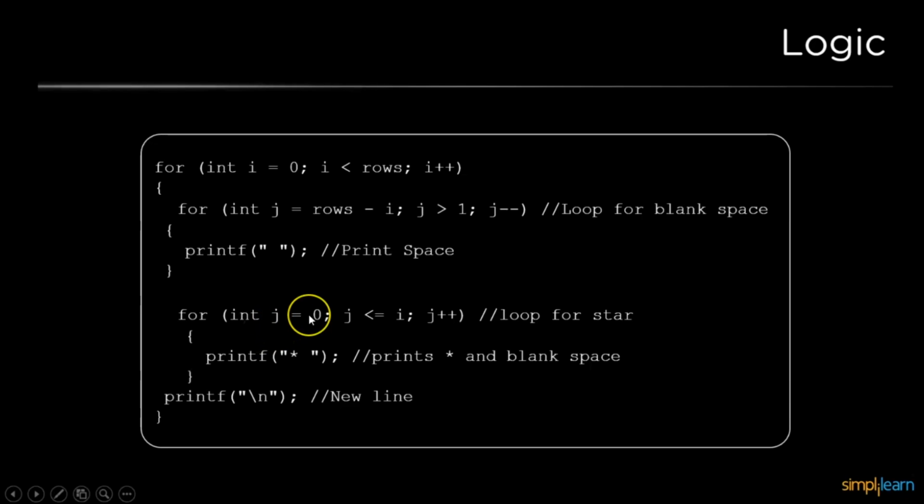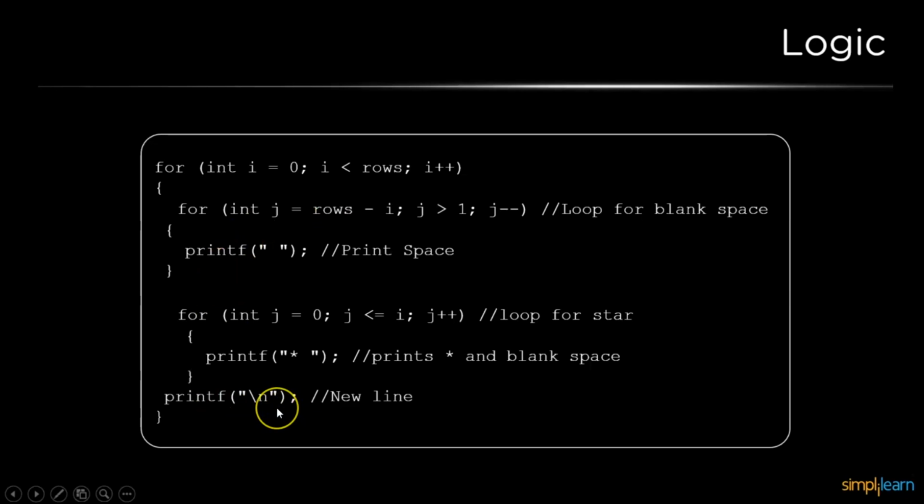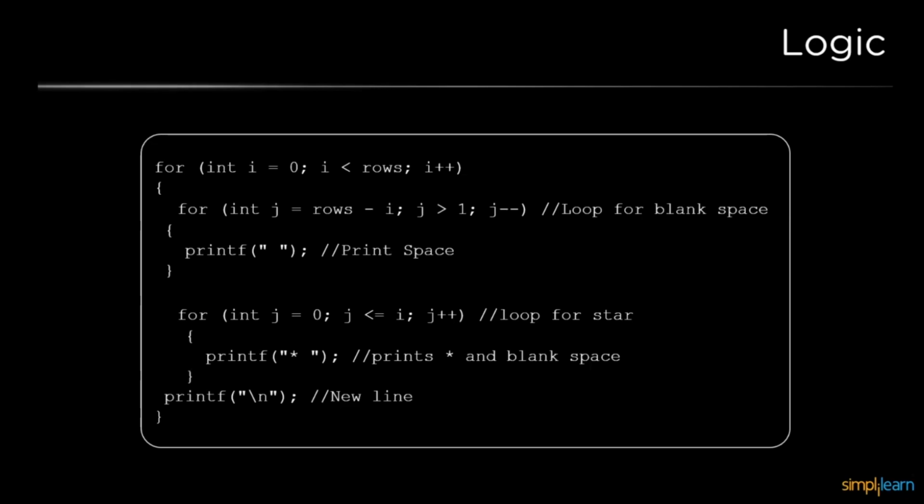So it checks the initial j value is 0. So 0 less than or equal to 5, which is true. So it prints the first star. So it prints two spaces and then one star, and it goes back and prints two spaces again. Once the condition is not satisfied, it comes out and the control transfers to the new line. Once the control is transferred to the new line, it goes back to the first for loop and increments the i value by 1. So now the i value is equal to 1.